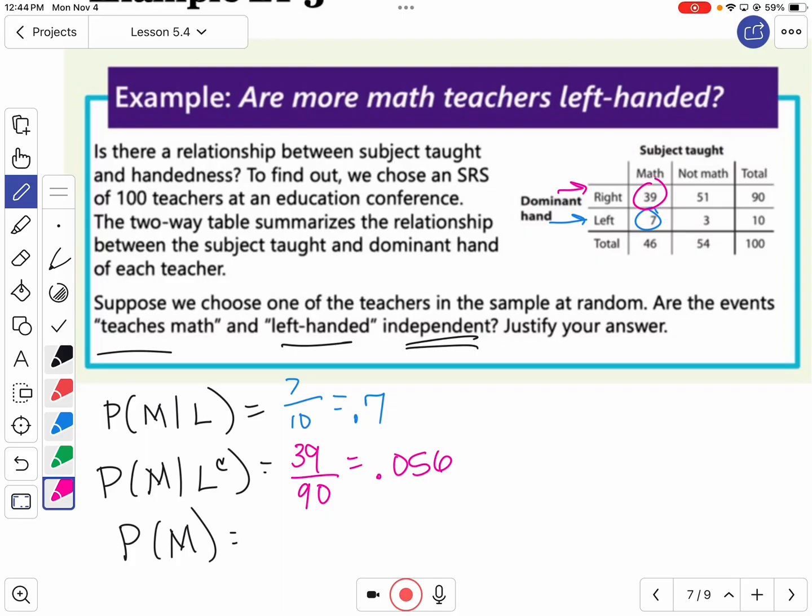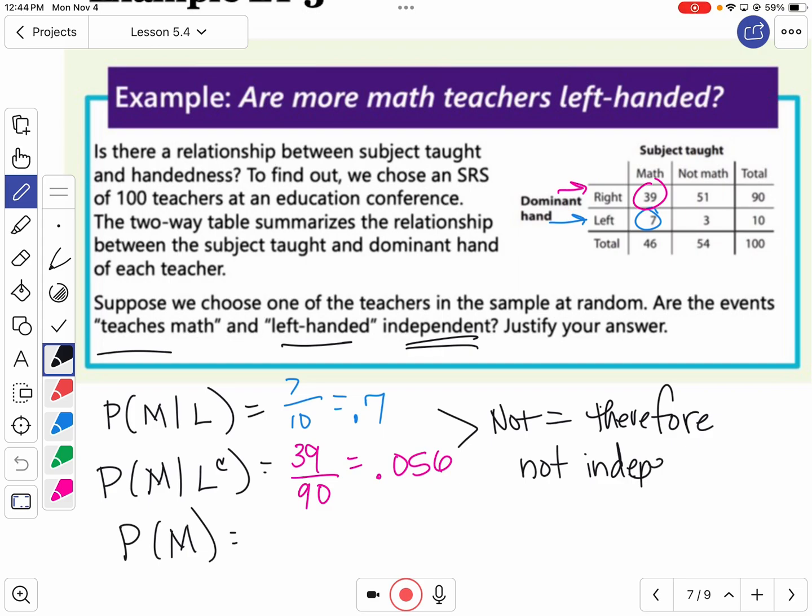So do I even need to keep going? No, because those two things had to be equal. Because they're not equal, therefore not independent. And that's what we do.